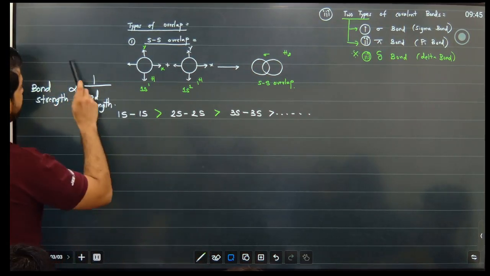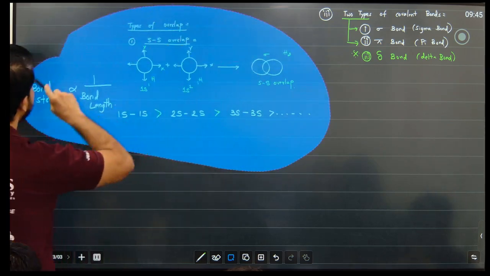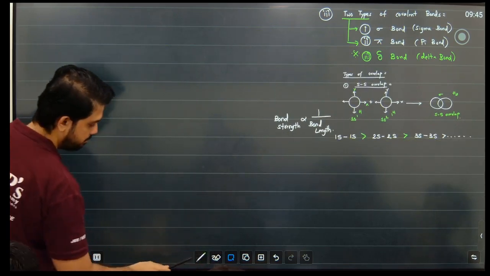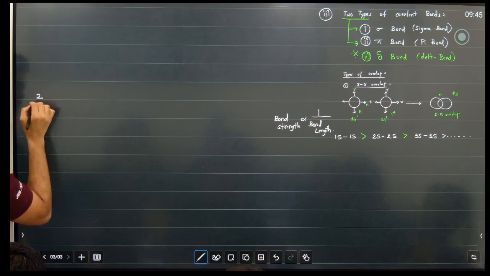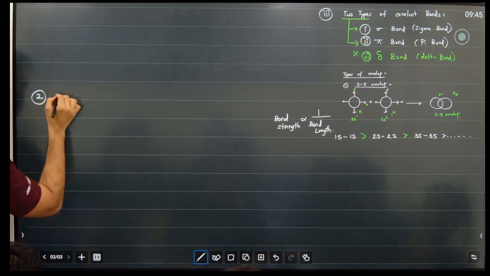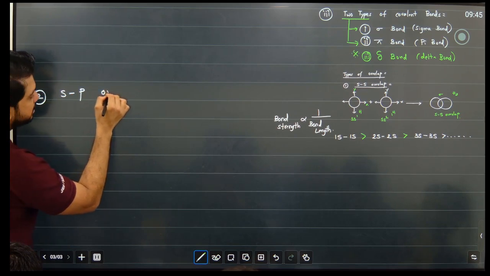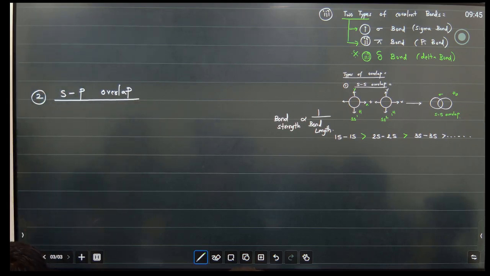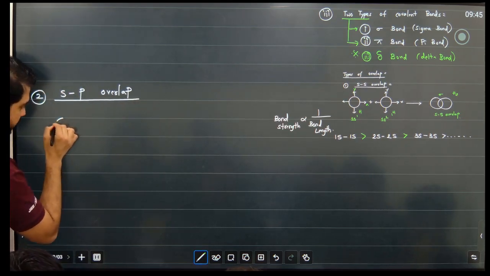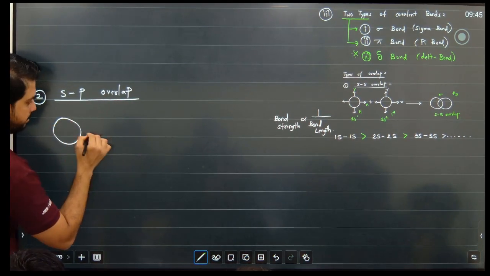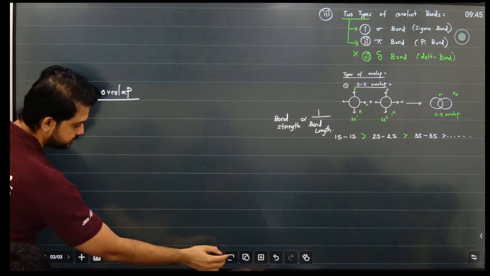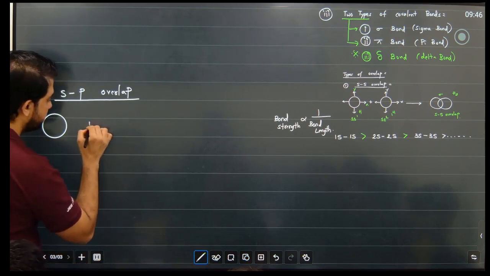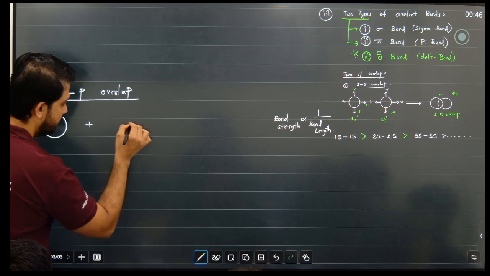Now the second type of overlap that we have is between the s orbital and p orbital. इसको हम बोलते हैं sp overlap. What's the shape of the s orbital? Spherical. p orbital की shape क्या है people? ये हो गया आपका s orbital, and the shape of the p orbital is dumbbell shaped.